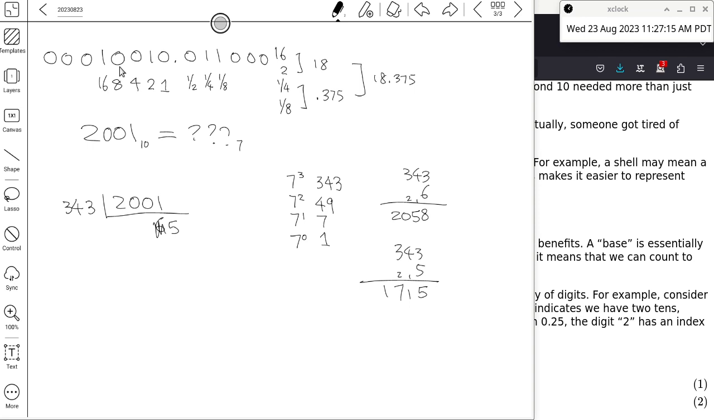Now, what do I do with 1,715? What do I do with that value? Subtract it from 2001. Okay, so we'll do that. 1,715. And we got a 6 with a carry. That would be an 8 with a borrow. That also has a borrow. So we got a 2 with a borrow. So that's the remaining portion.